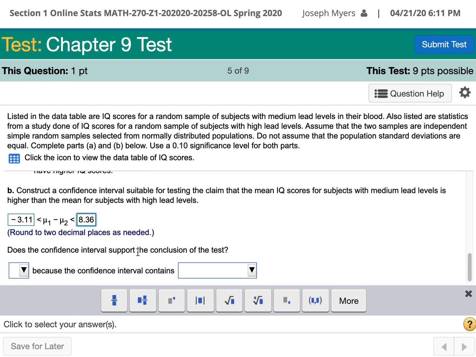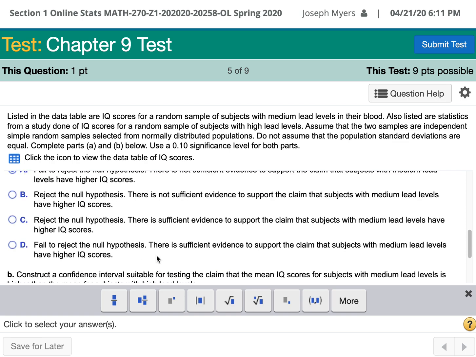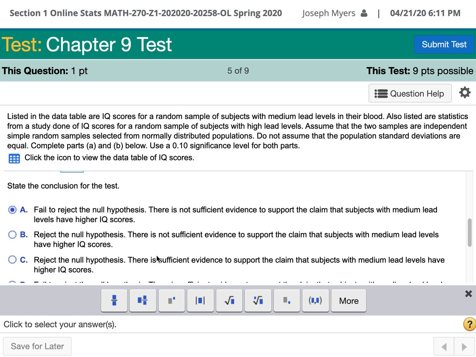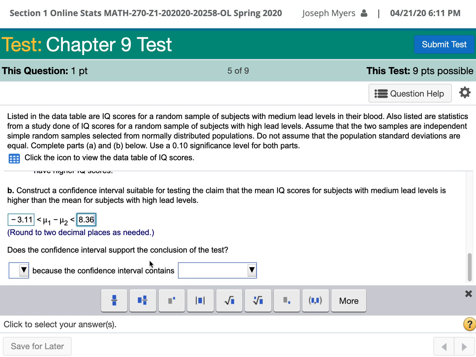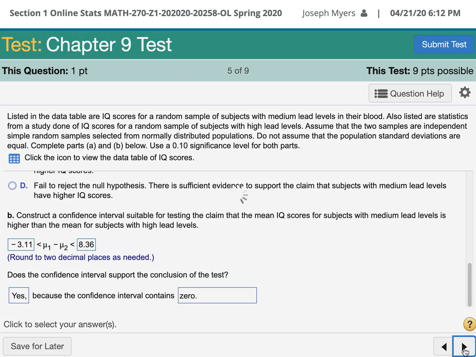Does the confidence interval support the conclusion? Well, the conclusion was that there is not evidence that they have higher IQ scores. So this conclusion would be yes, because the confidence interval contains 0. If the confidence interval contains 0, that means there's really no significant difference between the scores. And so that is the same conclusion, that there's not really higher IQ scores. All right, next problem.